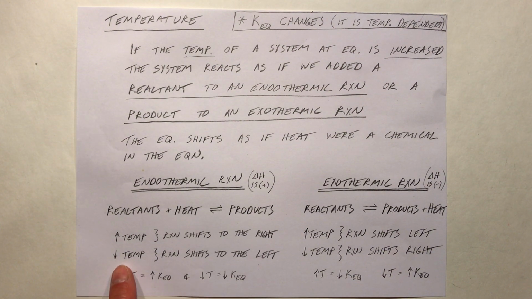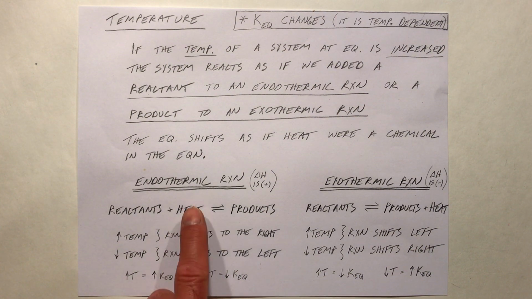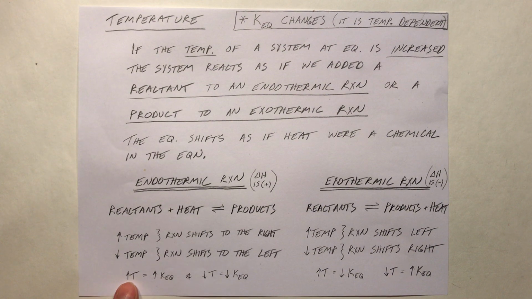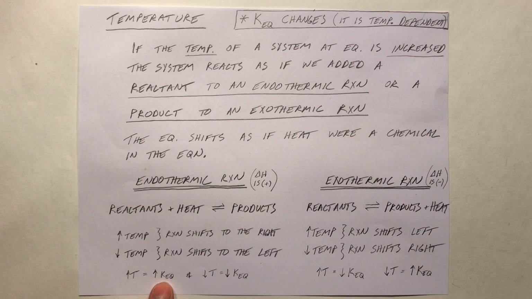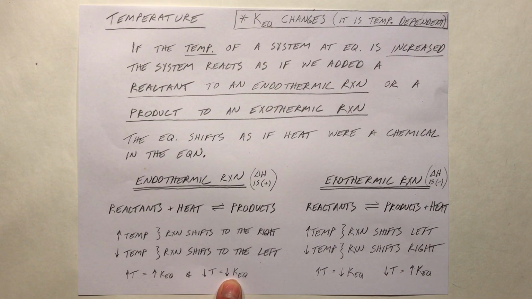And if you decrease temperature, well, that would be decreasing heat, taking that heat out. So if you took a chemical away from the left-hand side, the equilibrium would shift to the left. So we just treat heat as if it were a chemical. Remember that in endothermic reactions, heat is added to the chemical, so it's on the reactant side. Now, increasing the temperature will cause an increase in the equilibrium constant value. And decreasing the temperature will cause a decrease in the equilibrium constant value.